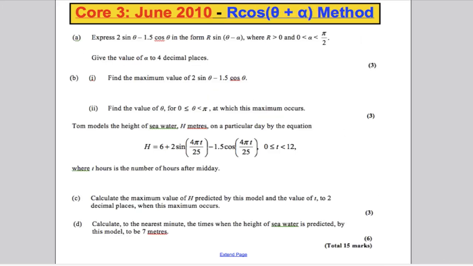Okay, next question. It's a long one, a 15 marker. Let's go through it bit by bit.